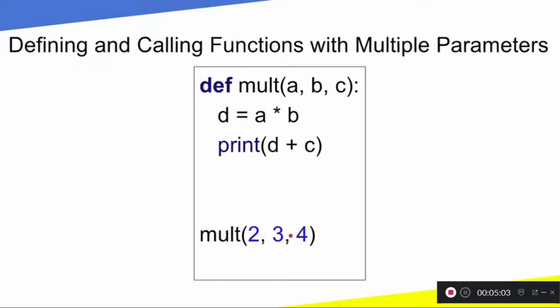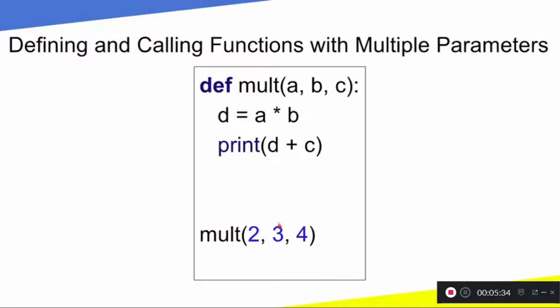Now over here, as you can see, we have 3 values, 2, 3 and 4, separated when we call the function. So what will happen is, in mult, it would go and do 2 into 3, which gives us 6. Then 6 is provided to d plus 4, that is 10, and then 10 would be printed.